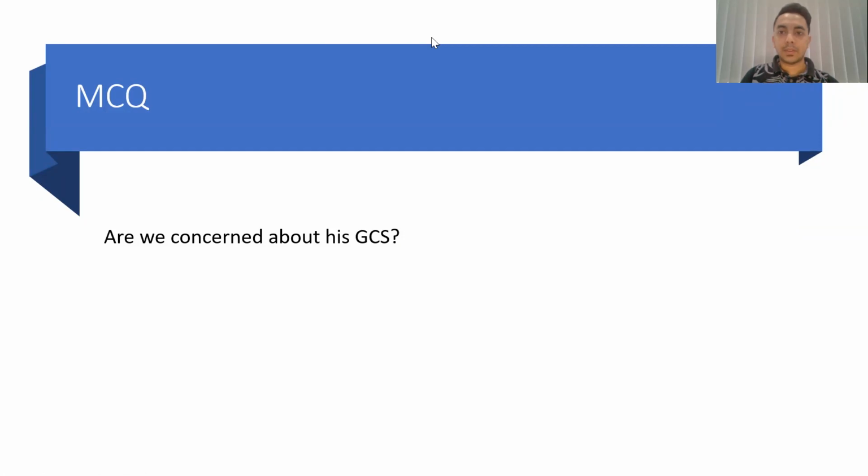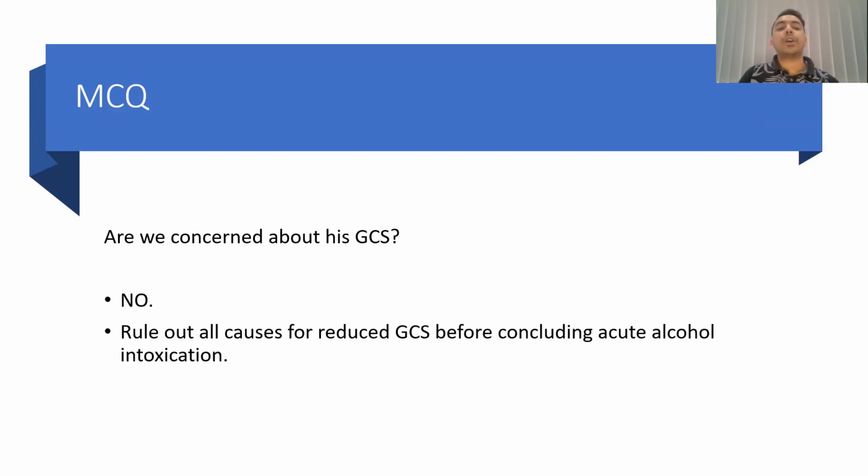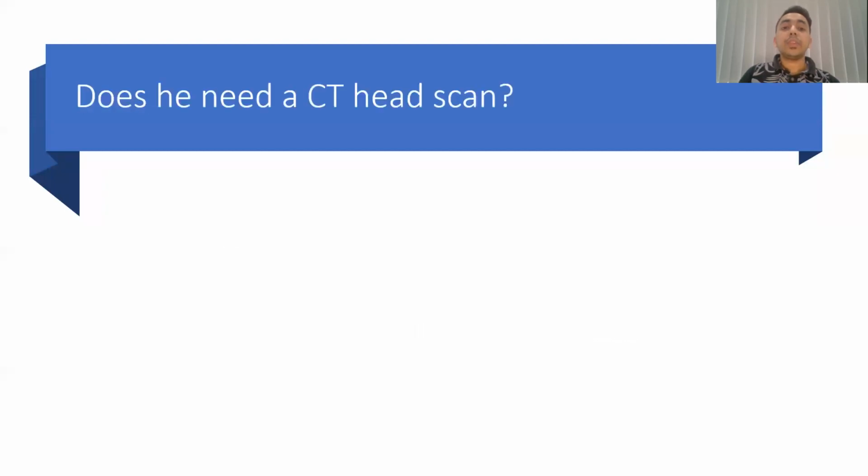Yep, I can see there are some answers. Right, okay. So a patient with a GCS of 13 is not concerning, and there is a reason why. You want to try to rule out all the causes of reduced GCS before concluding alcohol intoxication, which is what this patient has. Now, I will come to the reason why 13 over 15 is not concerning.